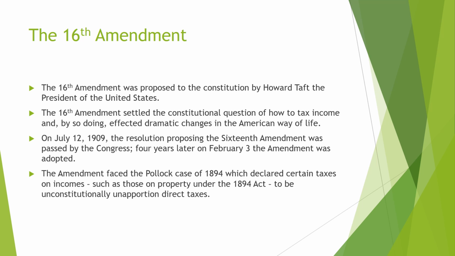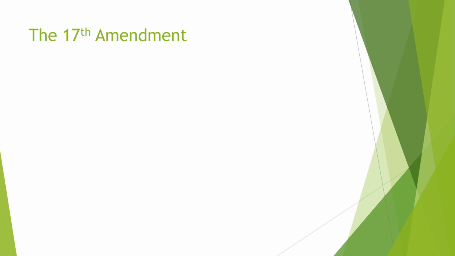The amendment faced the Pollock Case of 1894, which declared certain taxes on incomes, such as those on property under the 1894 Act, to be unconstitutionally unproportionate direct taxes.